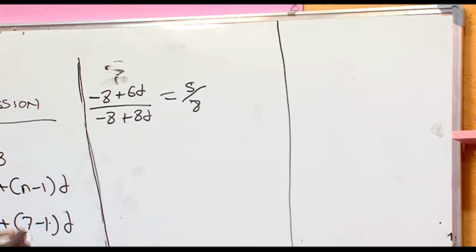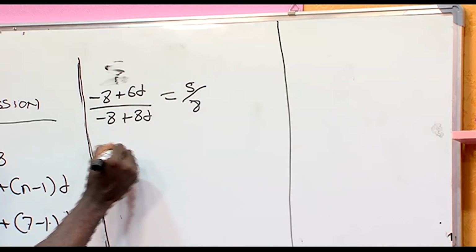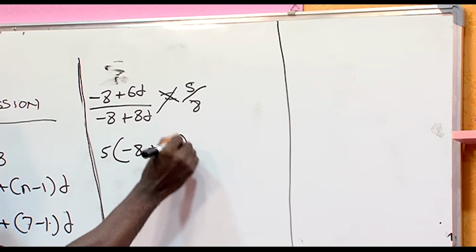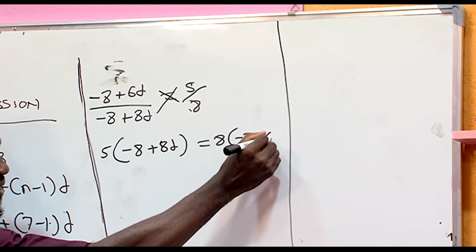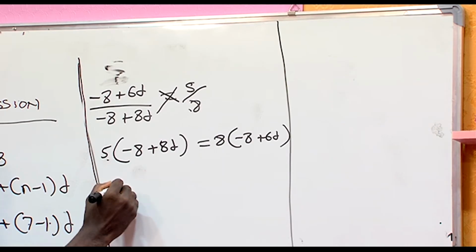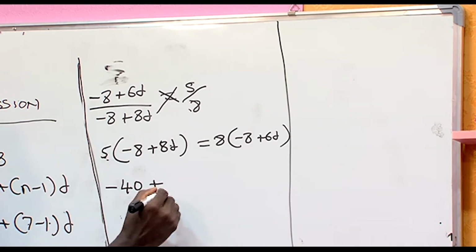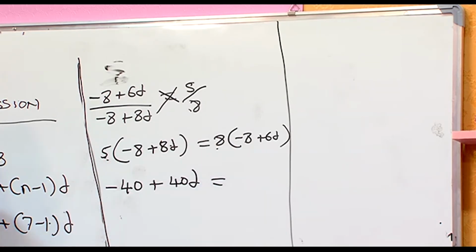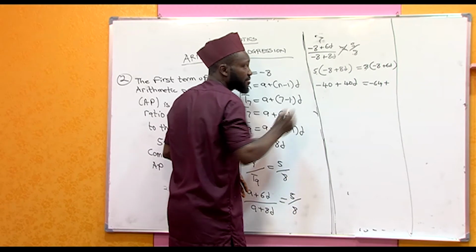From this place, the first thing we need to do is cross multiply. When we cross multiply, we have 5 into brackets minus 8 plus 8D is equal to 8 into brackets minus 8 plus 6D. Close the bracket. Then let's open the bracket. 5 multiplied by minus 8 gives me minus 40, plus 5 multiplied by 8D gives me 40D, is equal to 8 multiplied by minus 8, giving me minus 64, plus 8 multiplied by 6D, which gives me 48D.